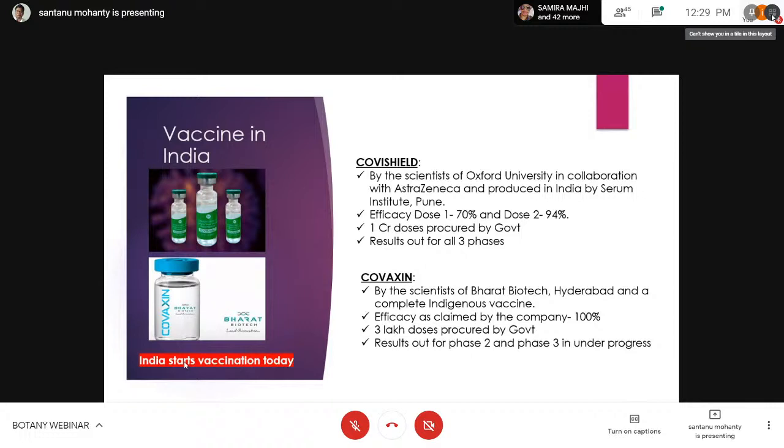3 lakh doses, as compared to 1 crore doses of Covishield. 3 lakh doses have been procured by the government because it is just for emergency usage. Now, why emergency usage and why so much hue and cry behind this particular vaccine? Because of the data unavailability for phase 3. Yes, the result for phase 2 data is out. Phase 3 is under progress. But before phase 3 data collection, DCGI was approached by Bharat Biotech and they approved it.